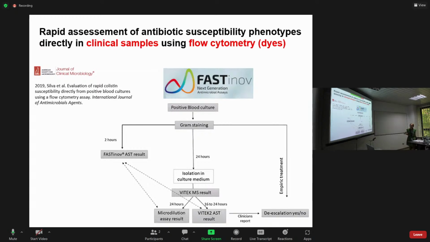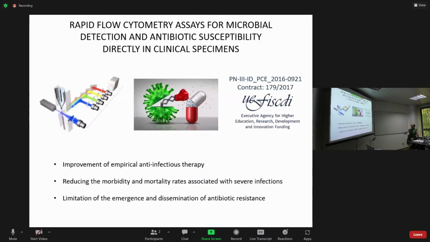Another commercially available kit is the Fastinov. This Fastinov is adapted for blood culture. Positive blood cultures mean a very severe clinical infection and need immediate and correct treatment. So here you can see that in 2 hours, Fastinov would give the results regarding the antibiotic susceptibility, while the classical approach is much longer, 2 to 3 days. Now I will pass to our results.